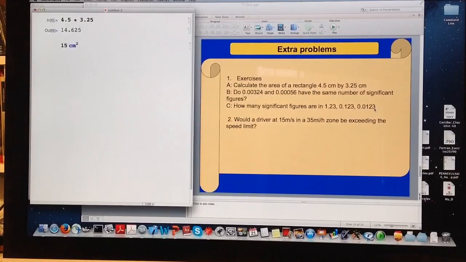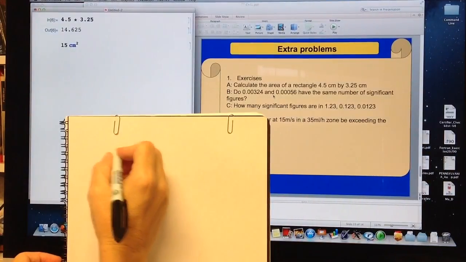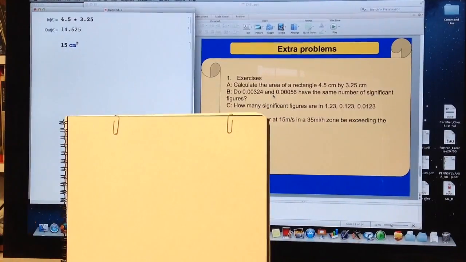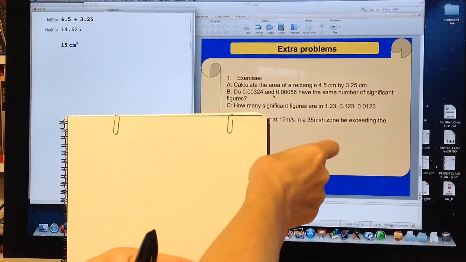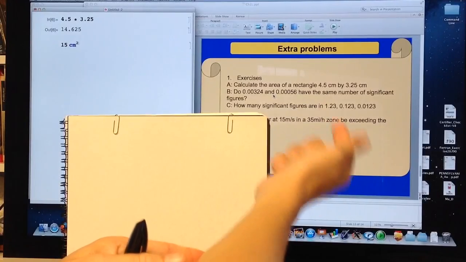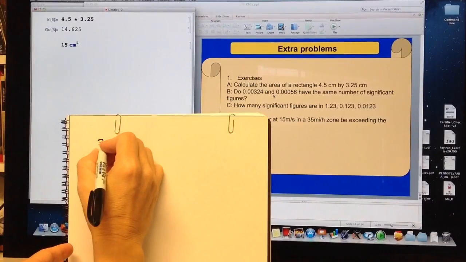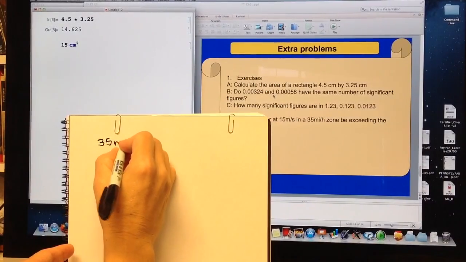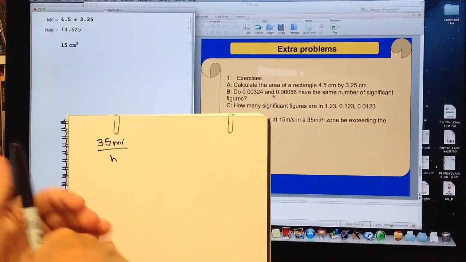Okay, so how are we going to convert? Well, let's do the same story as we were saying before, right? Which one should we do first? Well, you can choose. Either you convert 15 meters per second into miles per hour, or we can convert miles per hour into meters per second. I'm going to choose this one. I'm going to start with 35 miles per hour, and I'm going to try to convert it into meters per second.